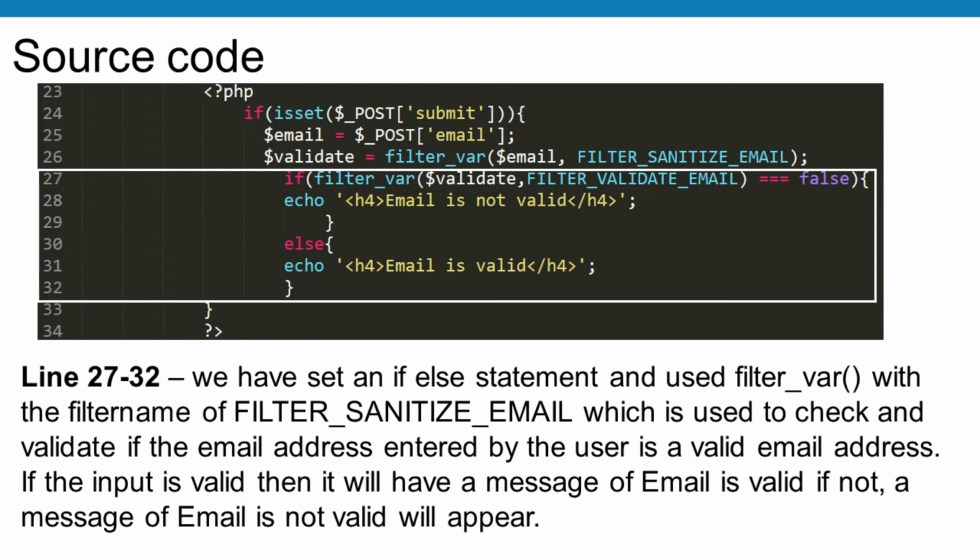On lines 27 to 32, we have set an if-else statement and used filter_var with the filter name FILTER_VALIDATE_EMAIL, which is used to check and validate if the email address entered by the user is a valid email address. If the input is valid, then it will show a message of "email is valid." If not, a message of "email is not valid" will appear. Watch the video on how to create email validation in PHP.